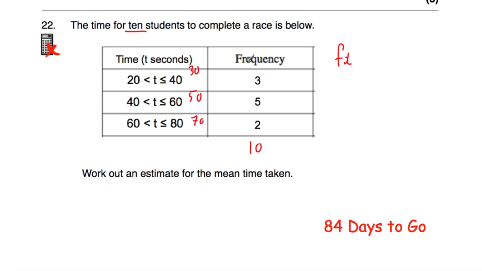So let's find the fx column. So there's 3 values between 20 and 40 seconds. We'll pretend they're 30 seconds each. 3 times 30 is equal to 90. Then we've got 5 times 50, that's equal to 250. And 2 times 70 is equal to 140.